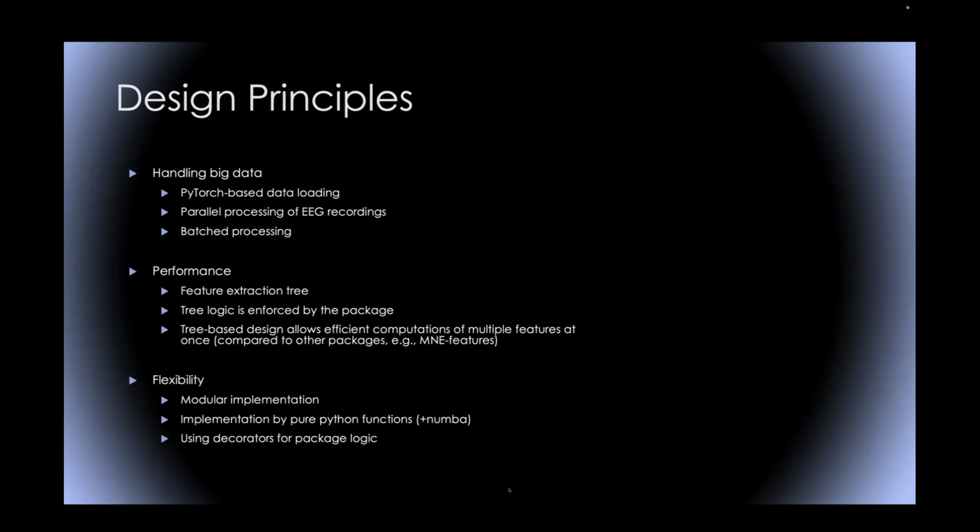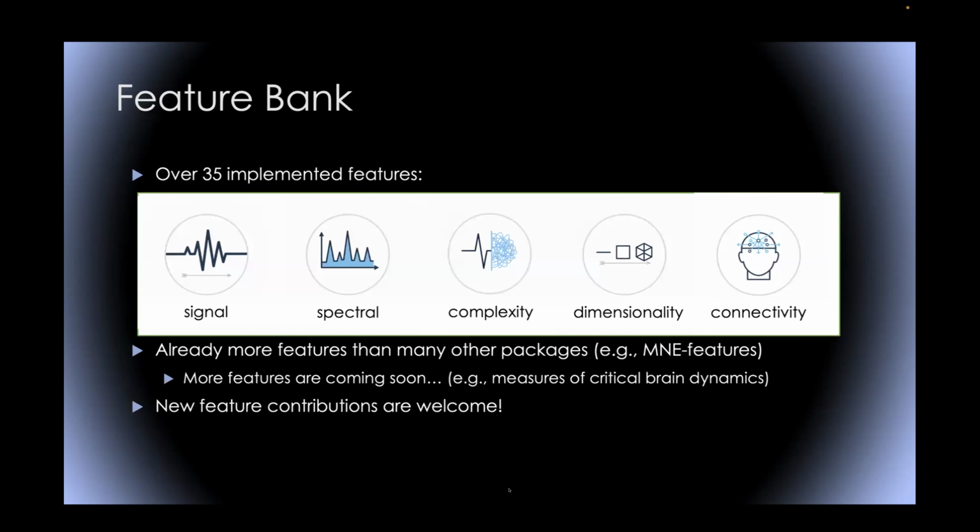It's also designed for flexibility, with a modular implementation. I will not go into these concepts of decorators. Aviv already implemented more than 35 features, and we're working on adding more, for example measures of critical brain dynamics, which is a major thing in my lab that we love. We want to add more, and we are open to other suggestions, so you're also welcome to contribute.